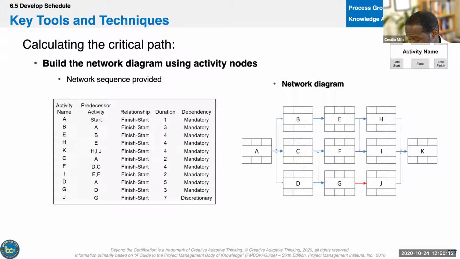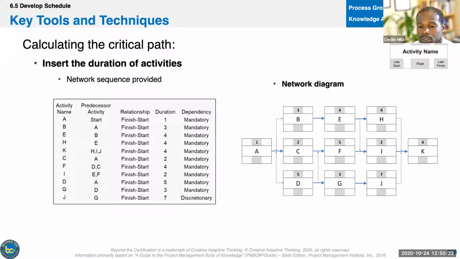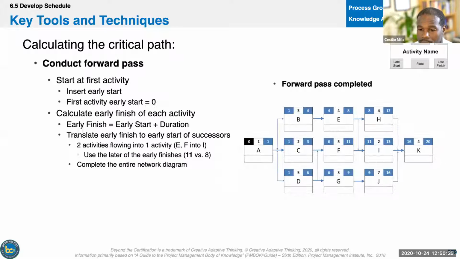So first, you have your sequence and you build your nodes out, and you put your order in. You build your nodes out, put in your durations. Then you find the early starts. Now let me teach you the forward pass.